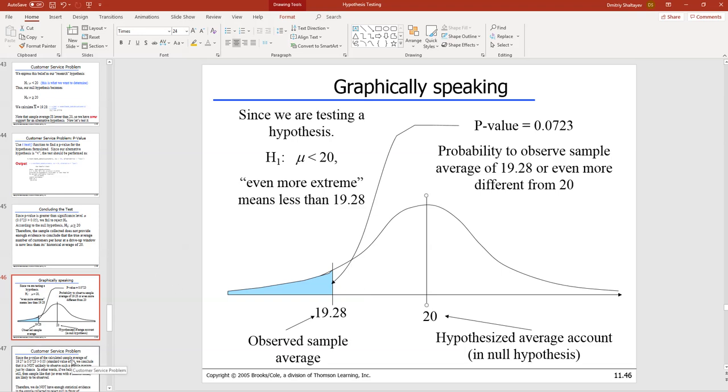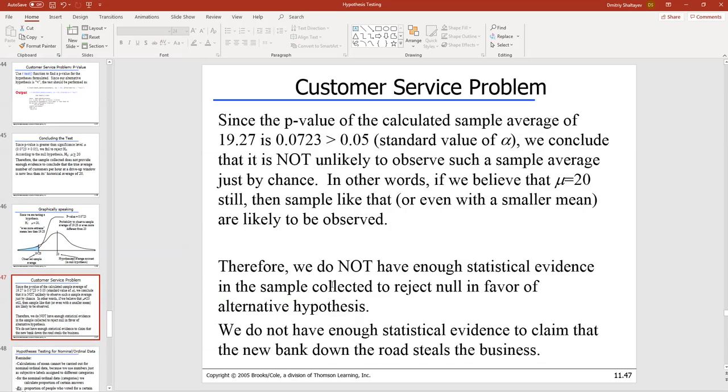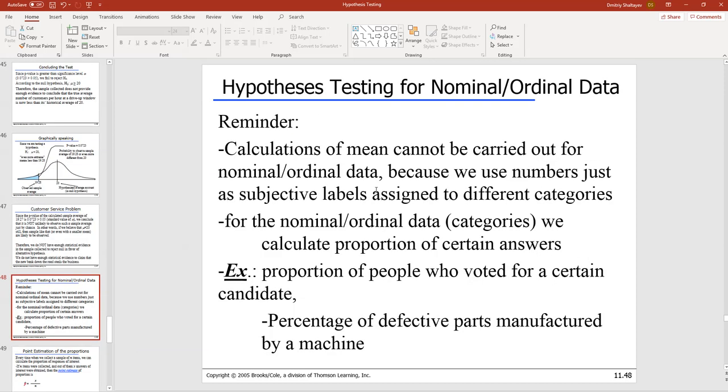Now let's take a look at the case with categorical data. So next problem. All right, so let's first of all look at the customer service problem. Yeah, it's the same one, right? So let's discuss what happens with the categorical data. Well, for categorical data, you probably remember, we repeated that in these lectures again and again and again, the calculation of the mean does not make any sense.